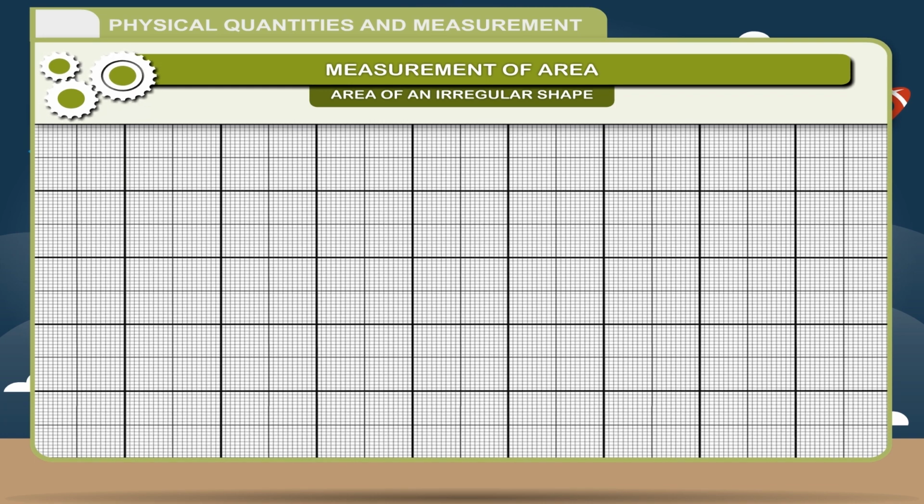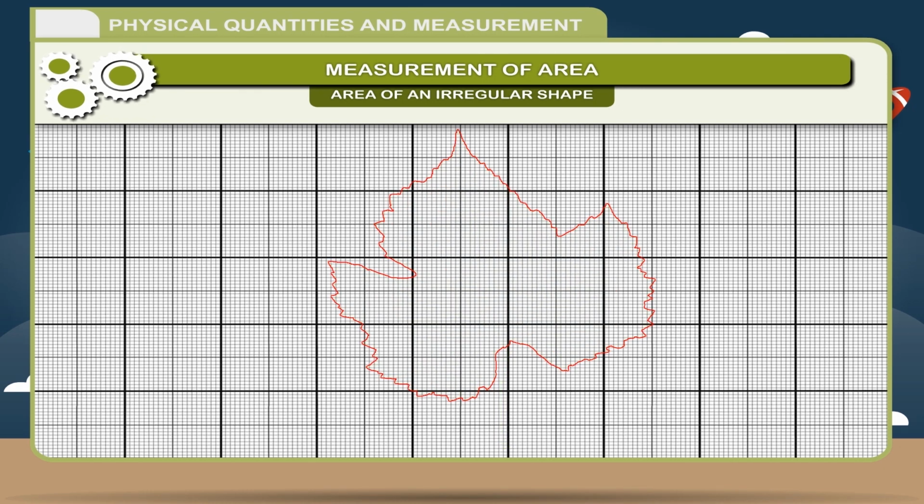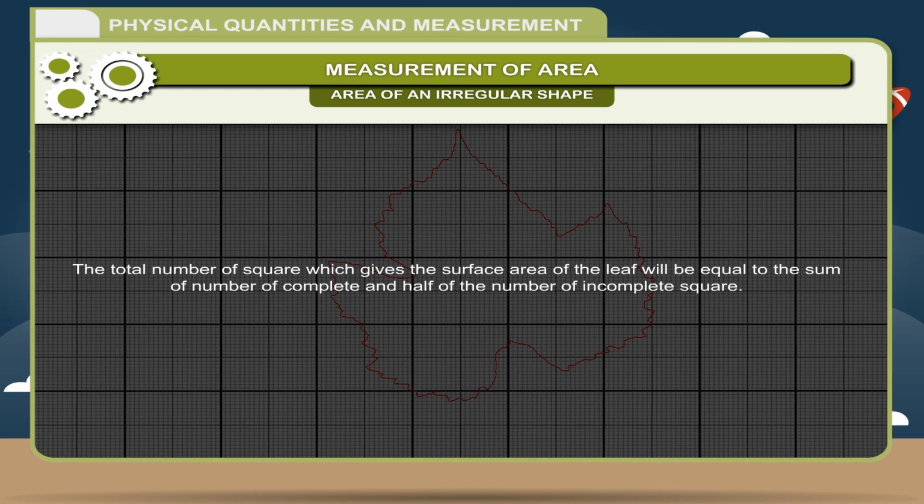Take a graph paper having area of a small square 1 square millimeter. Place a leaf on the graph paper and draw its outline. Remove the leaf and count the number of complete and incomplete squares. Neglect those squares which are less than half. The total number of squares, which gives the surface area of the leaf, will be equal to the sum of the number of complete squares and half of the number of incomplete squares.